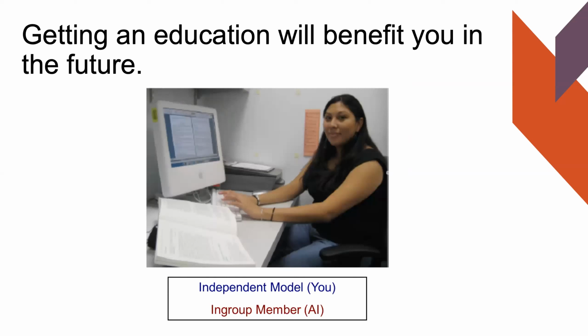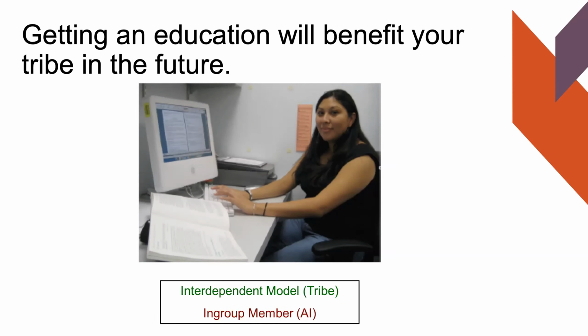Or they were given this prime. Again, getting an education will benefit you in the future, but here you see a Native person who looks like you, but the idea is that they're getting an education just to help themselves. That's an independent model. Remember, going back to the independent versus interdependent frame, right? Or they were given this prime. Again, you see a Native person who looks like you, but they're getting an education to help their tribe or their community in the future. This is the interdependent model, in-group member. And then they were given this prime, or they were given no prime at all.